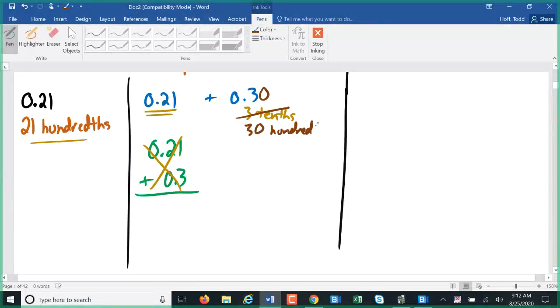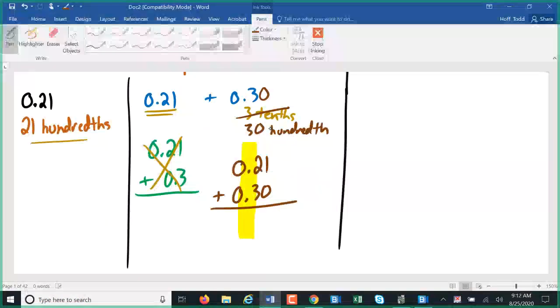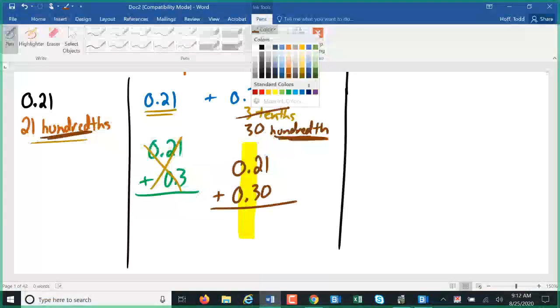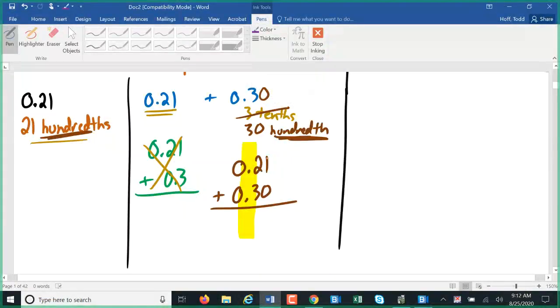If I have that 0 on the end, now the decimal points automatically line up. And that's what we've always been taught, is when you add or subtract decimals, you have to line up those decimal points, right? Well, the reason is in order to add or subtract decimals, you have to have the same name. Lining up the decimal points is just making sure they have the same name. And then we just add 21 and 30, or 51.